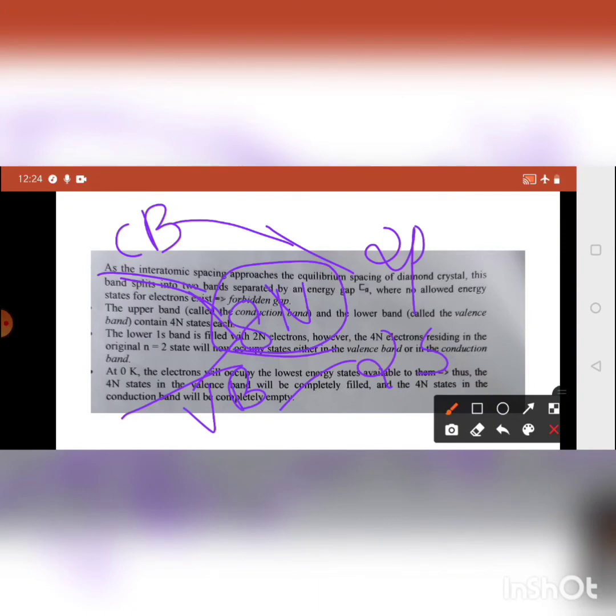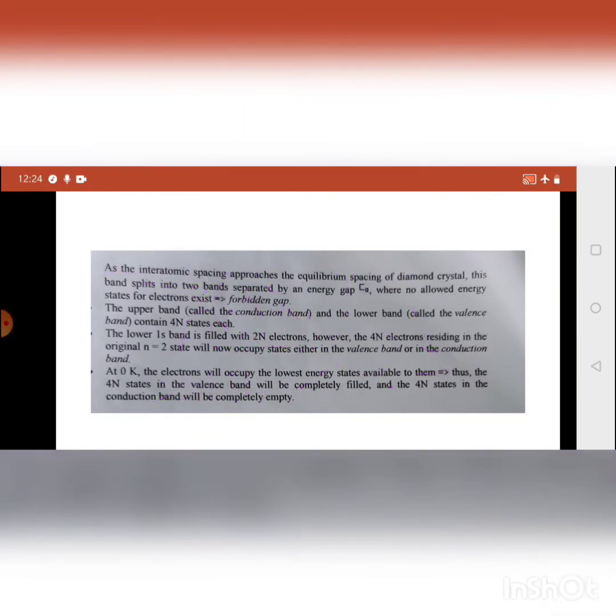But at 0 Kelvin, these 8n electrons will be occupied in the valence band. The upper band called the conduction band and the lower band called the valence band contain 4n states each. So out of 8n, 4n states are in the conduction band and 4n in the valence band. The lower 1s band is filled with 2n electrons. However, the 4n electrons residing in the original n equal to 2 state will occupy either the valence band or the conduction band.